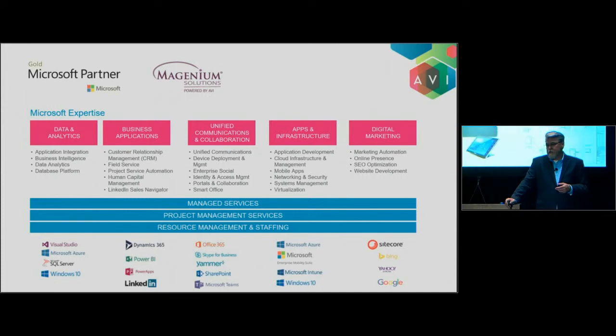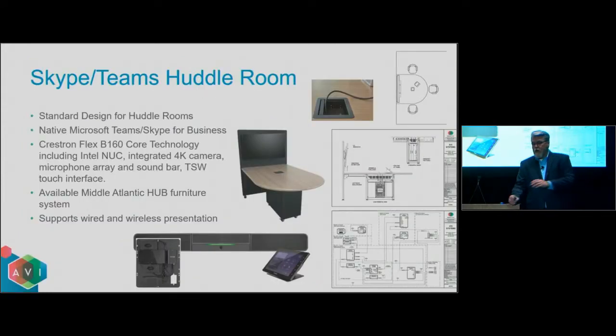But we promised the reference systems. So here, we'll start with the Skype or Teams Huddle room. This one is based on the Crestron Flex B160. Crestron has it here. You guys get a chance to take a look. So it's soundbar format. That's what the B is on the B160. And it includes, within the soundbar, our microphone, speaker, and a Genius framing camera. And then in addition, there is the Intel NUC USB capture device. And then a TSW, tried and true Crestron touch panel.